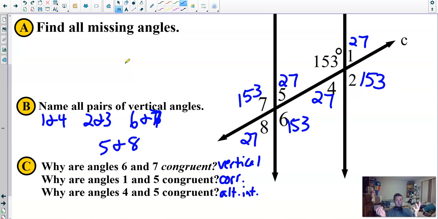Answers are up. So you can see that all the missing angles were either 153 degrees or 27, because 153 plus 27 is 180. That's where I got those numbers from. I listed all the vertical angles, and at the bottom, angles 6 and 7 are across from each other and touching, so they're vertical angles. Angles 1 and 5 are in the same position, they match up, so they are corresponding angles. And angles 4 and 5 are diagonally across from each other, but not touching, and they're both interior, so they're alternate interior angles.